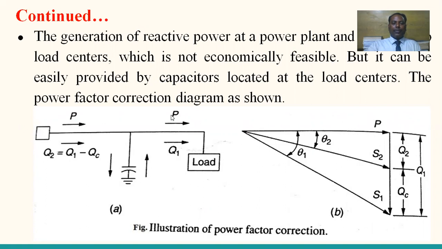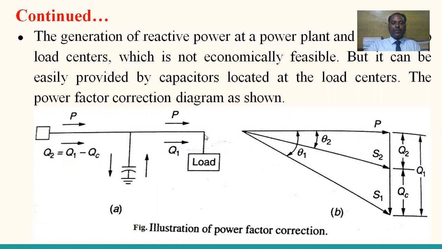So the real power is P, reactive power is Q1. For correcting the power factor, a capacitor is connected at the load end. The capacitor consumes the active power and injects the reactive power into the circuit. So the net reactive power in the circuit is Q1 minus Qc. So this is the illustration of the power factor correction diagram.